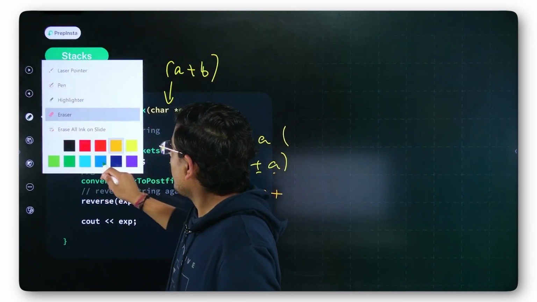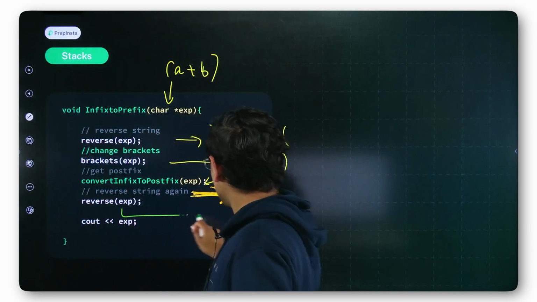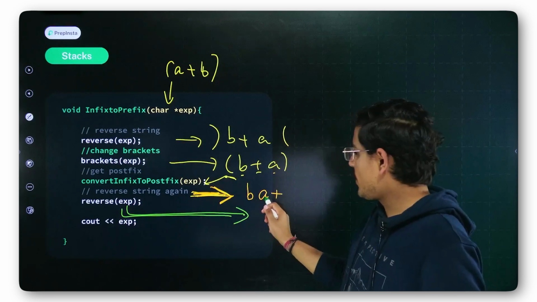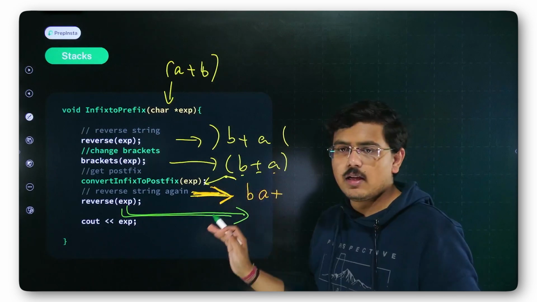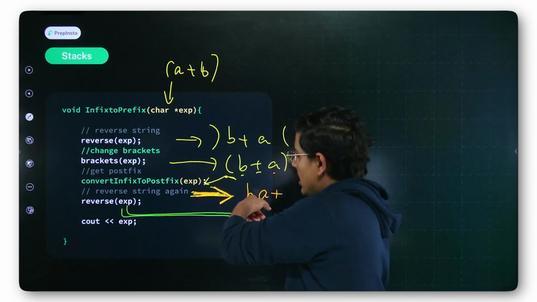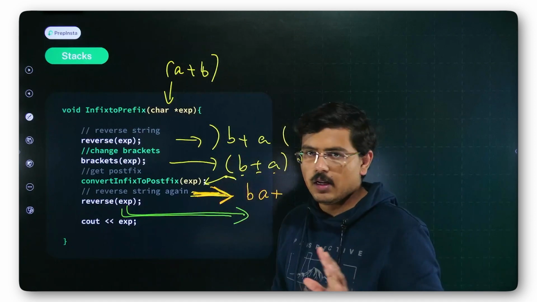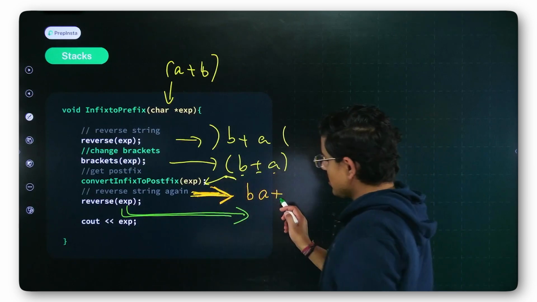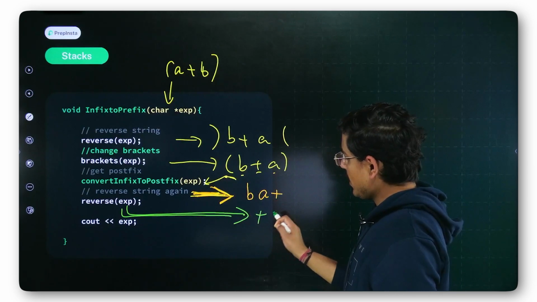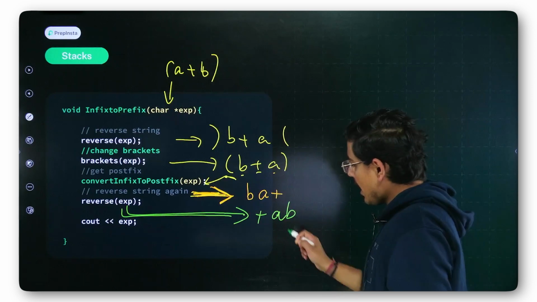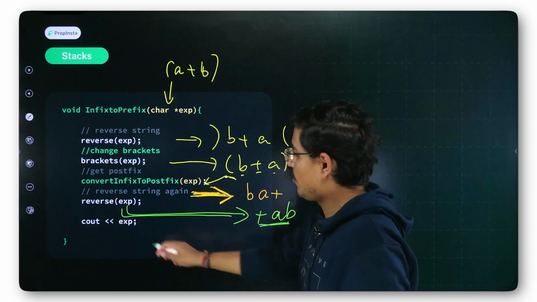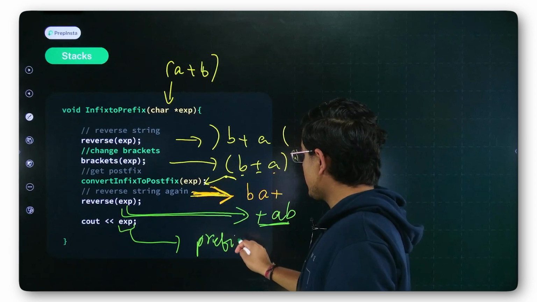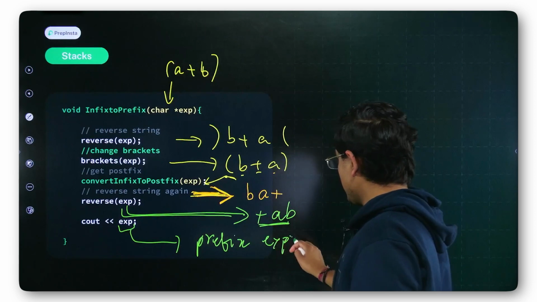Now for this reverse, when I reverse this expression, this is the expression that I have now, or this is what I have stored in exp. As soon as I get this, I reverse it, which would result into plus AB, and this final expression that I have obtained, cout expression, this is the prefix expression.